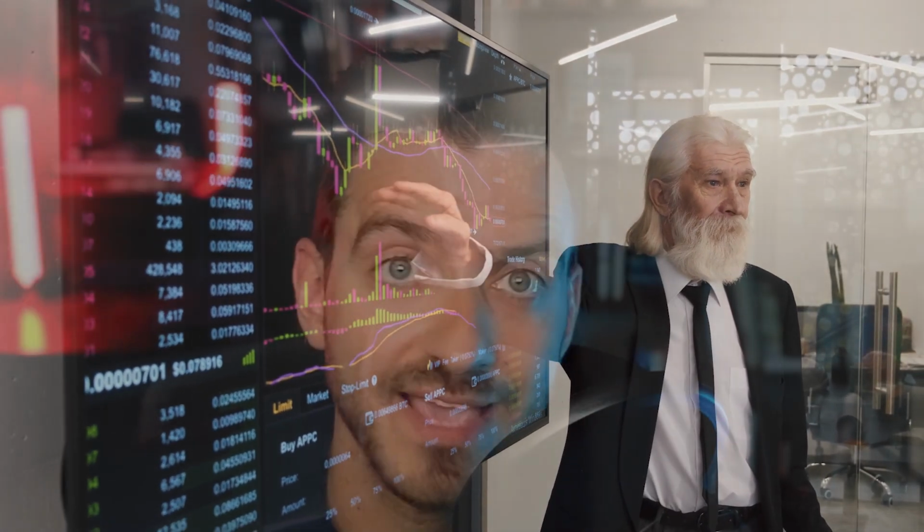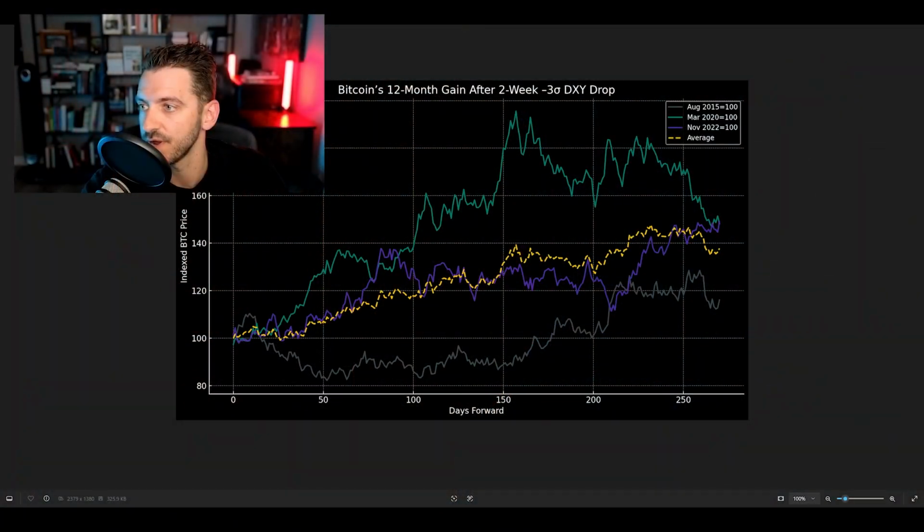So let's get into the actual data. The first thing is I'm going to share a chart of Bitcoin returns after a 3 standard deviation negative move in the dollar. So let's pull it up here. This is what it looks like. For this, I used Python with Yahoo Finance and Pandas to pull up all the data. If you're interested in this, I will leave a link in the description. So you can see after a 2-week negative 3 standard deviation drop in the DXY, Bitcoin on average, regardless of where it ends up, always ends up higher 12 months later.